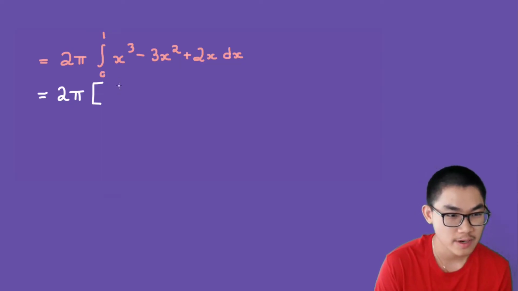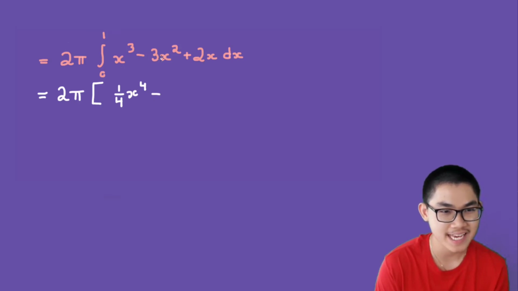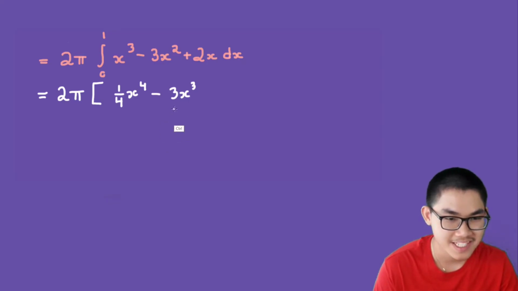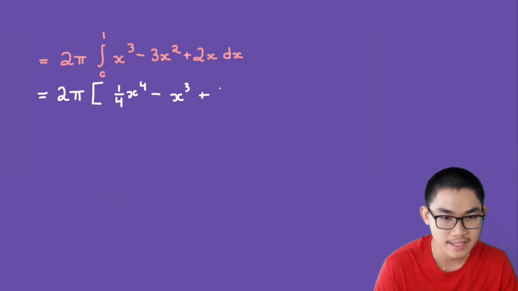of 3. We're going to get 1 over 4 times x to the power of 4 minus the antiderivative of 3x to the power of 2. So we're going to get 3 times x to the power of 3. We add the exponent, then we divide by that exponent. So this will simply be x to the power of 3. How about the antiderivative of 2x? Well, we add the exponent, so we get 2. Then we divide by 2. And at the end of the day, we're just going to get x to the power of 2.